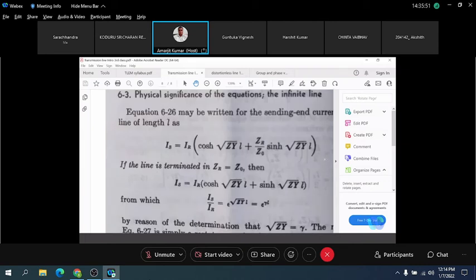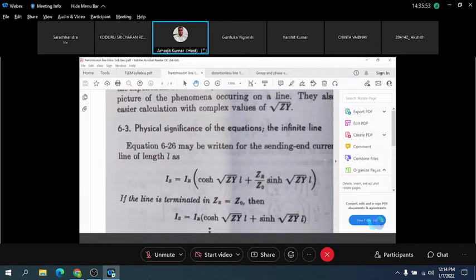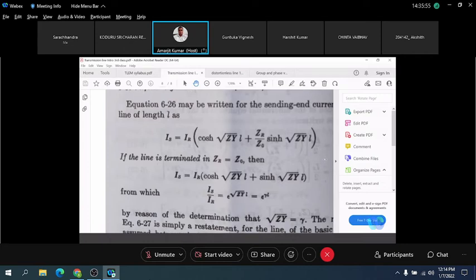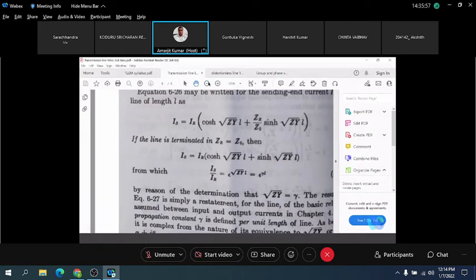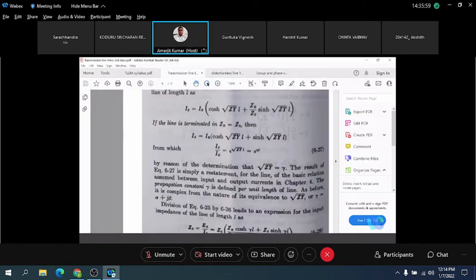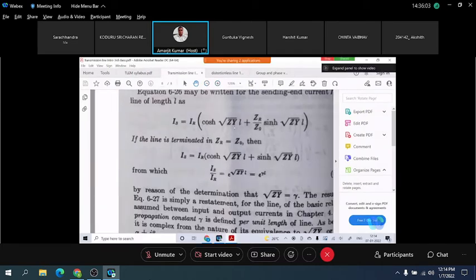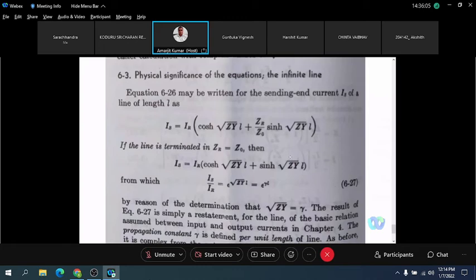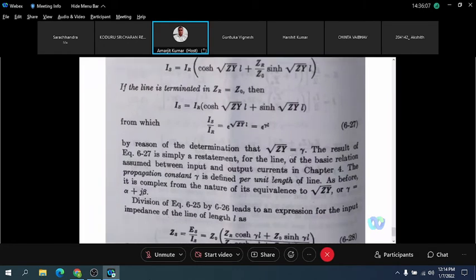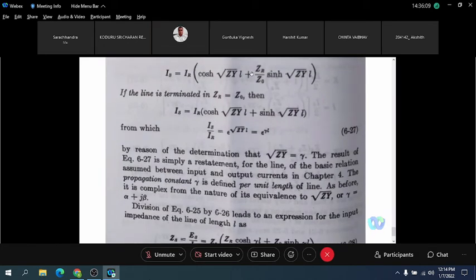So this is done here. At the sending end, S is equal to L. That way you can calculate the sending end voltage and sending end current, no problem.